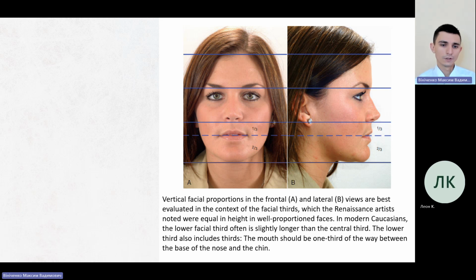Vertical facial proportions in the frontal and lateral views are best evaluated in the context of the facial thirds, which the Renaissance artists noted were equal in height in well-proportioned faces. In modern Caucasians, the lower facial third often is slightly longer than the central third. The lower third also includes thirds. The mouth should be 1/3 of the way between the base of the nose and the chin.